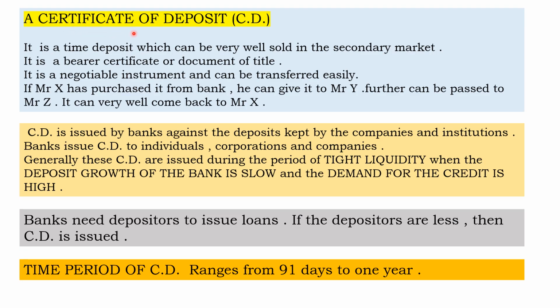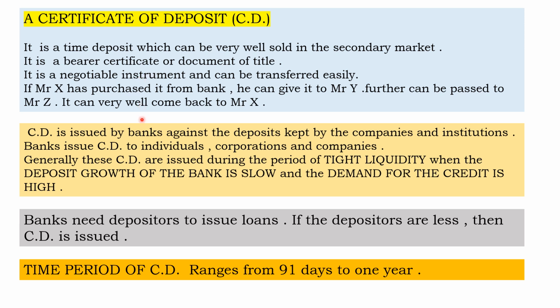Similarly, the banks issue certificate of deposit. As I told you, they also issue fixed deposits, FD. It's a very common term. And they also issue certificate of deposit. I am mentioning it so that it's very easy for you to memorize. What is CD? It's a time deposit which can be very well sold in the secondary market. See, such a nice statement.